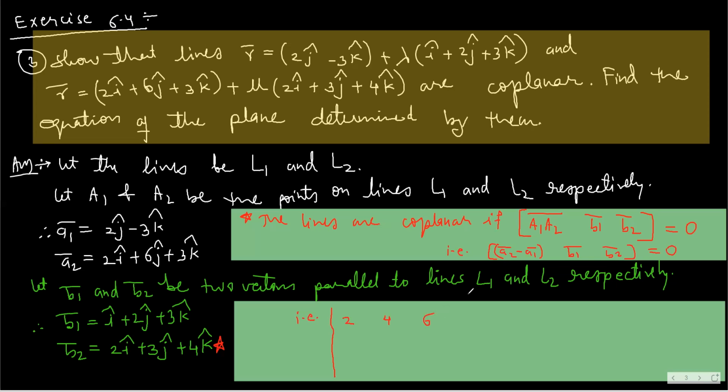I suggest that you find A2 bar minus A1 bar yourself. Then you have B1 bar, which is 1, 2, 3, and B2 bar, which is 2, 3, 4, and this is equal to 0. Now I'll go for the LHS: 2, 4, 6, 1, 2, 3, 2, 3, 4. Basically I need to prove that LHS is equal to RHS.